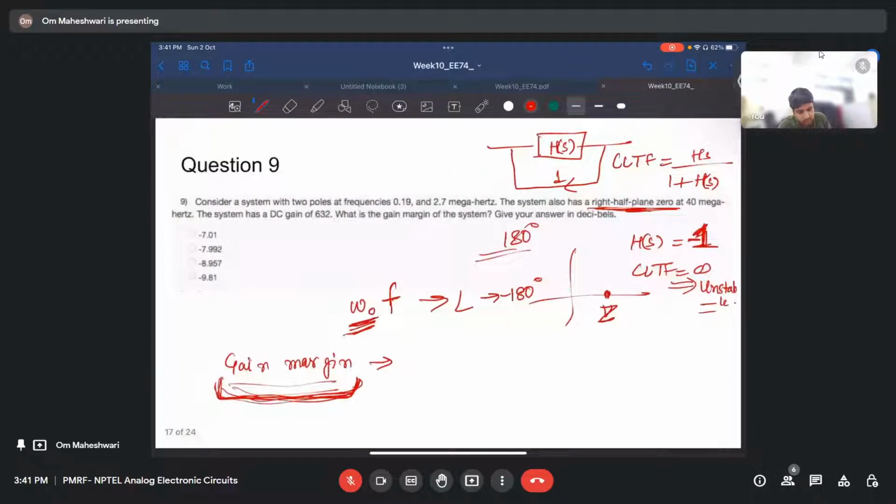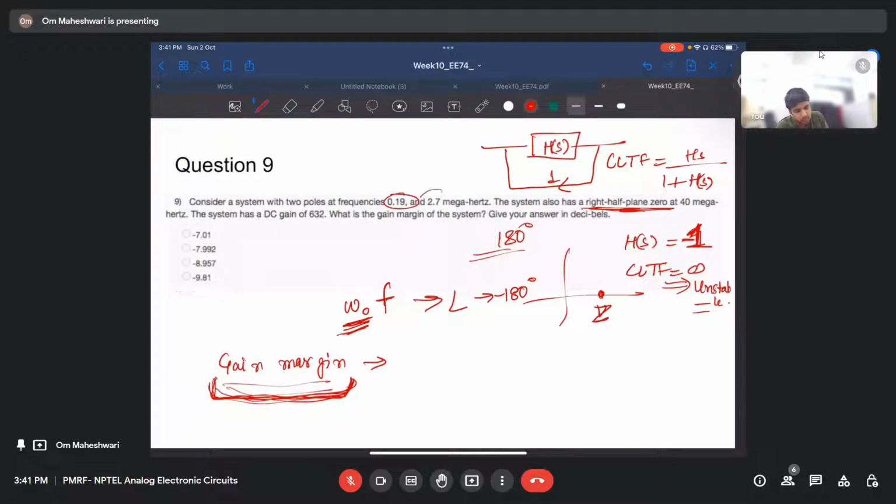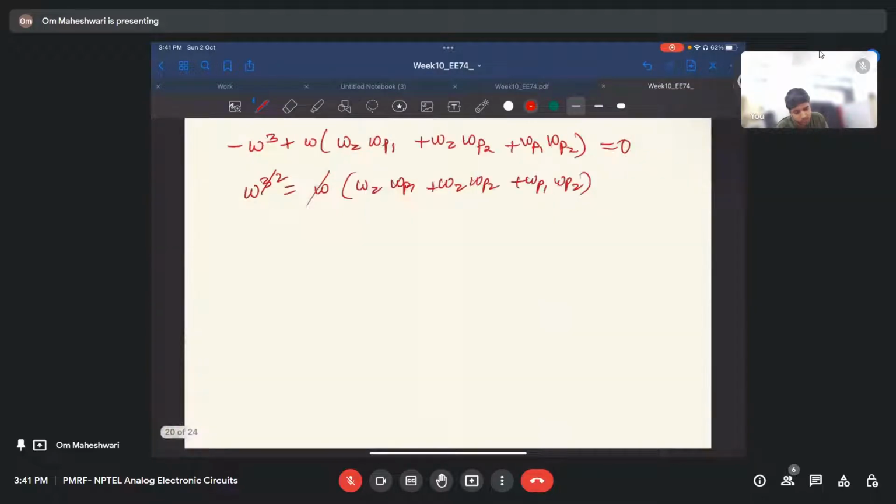We know these frequencies, right? We know all the poles and zero frequencies. We also know the DC gain. So we can find this. Let me call it omega naught square. We know omega p1, omega p2, omega z, so we can find omega naught square.